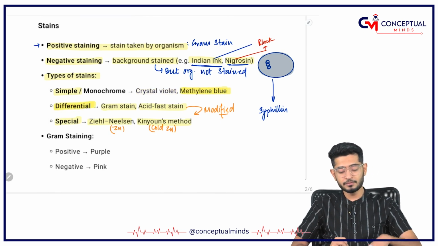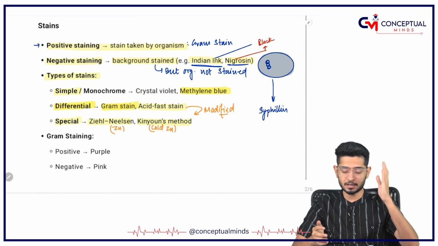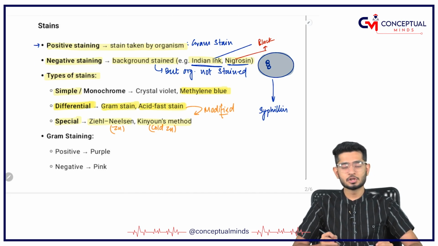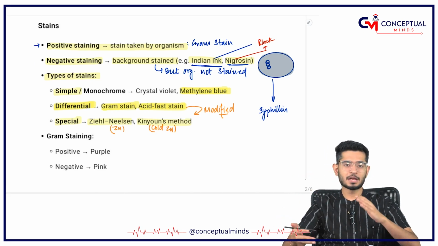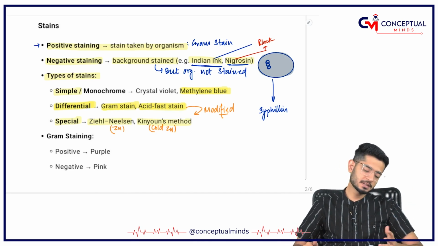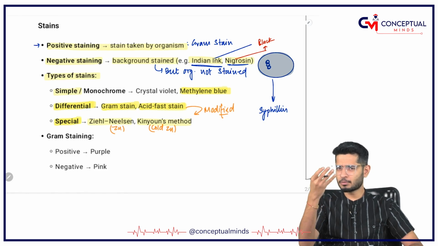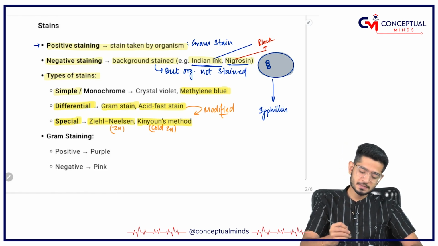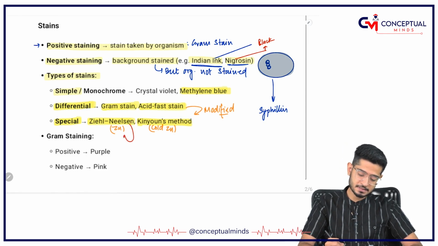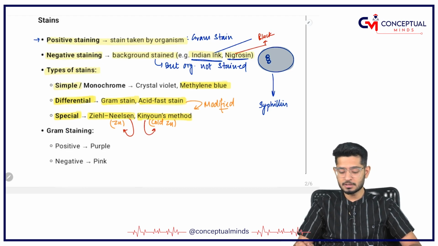Differential staining. Now differential staining means gram stain is going to differentiate gram positive, gram negative. Similarly, acid fast. So acid fast stain is going to give you the acid fast organism, non-acid fast organism. So these are differential stains. There are some special stains. The acid fast stain is modified at different temperatures to form the Ziehl-Neelsen stain, and then the Kinyoun's stain. So Ziehl-Neelsen stain is called as ZN stain. Kinyoun's is the cold temperature ZN stain.